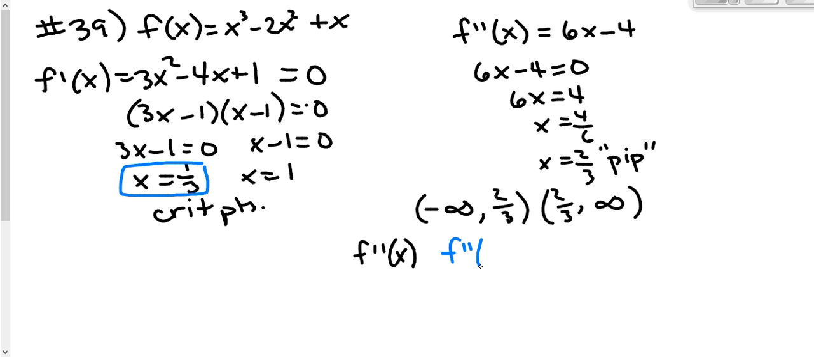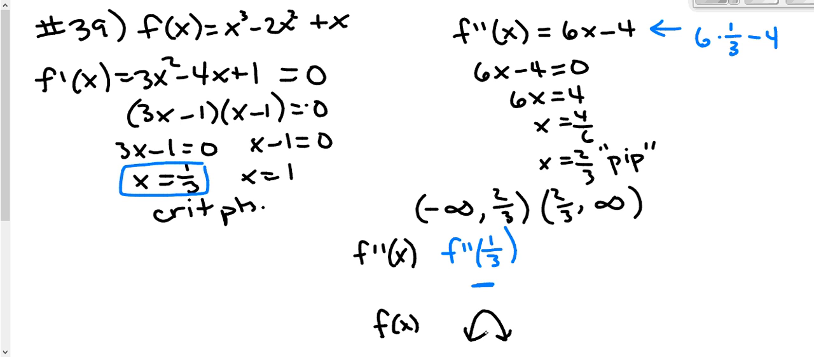F double prime of 1/3. Make that a little bit more clear. Okay, so if we plug 1/3 into the second derivative, 6 times 1/3 minus 4. 2 minus 4, that's negative. So that tells us two things. That tells us that f of x is concave down, and so that also tells us that that point is a maximum.